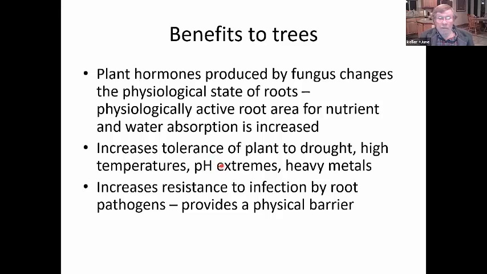So in that case, if one's planting, for example, trees in an area like a mine, reclaimed mine spoils, then you may have pH extremes or heavy metals that would be more overcome by seedlings if they had mycorrhizae already on them, because the fungi give them some tolerance to that. And it also, as you might imagine, increases resistance to infection by root pathogens, because you've got this sheath that provides a physical barrier and it prevents other fungi from coming in and colonizing the root.